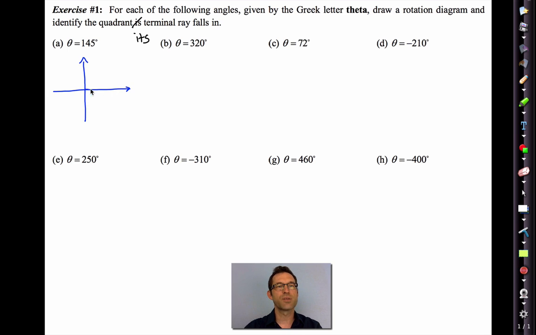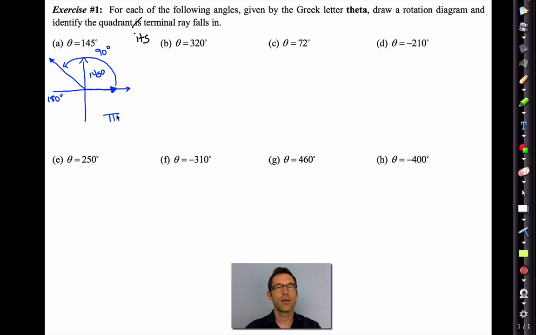Sometimes in rotation diagrams, the initial ray isn't even shown. And the reason for that is that the initial ray always looks like that. Now, if I rotated it 145 degrees, it would have to land in here. Now, think about why that is. A quarter of a rotation is 90 degrees. 1/2 rotation is 180. So a 145-degree rotation must land right there.